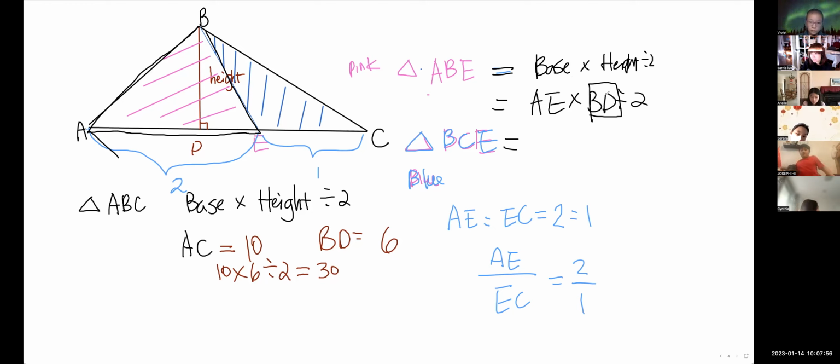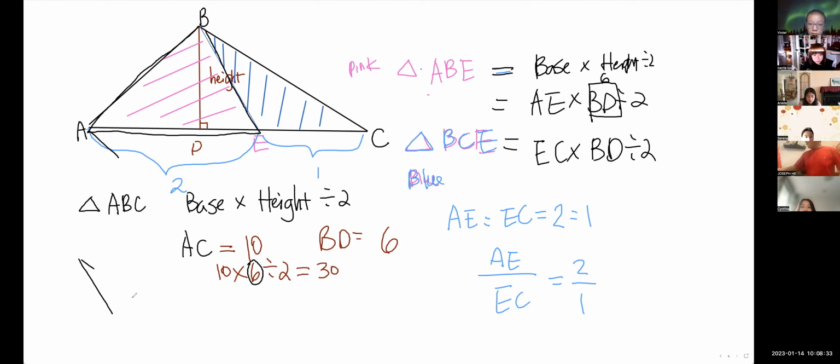So do we know BD? Yes, okay. So it's still 6, right? Okay, so still 6. So now I want to ask Serena, for triangle BCE, what is the base? What is BCE's base? EC. Very good, thank you. So what is the height? Yeah, this is a very important question because a lot of students don't know how to find the height of that one. Isn't it still just BD? Very good. Still BD. Thank you very much.